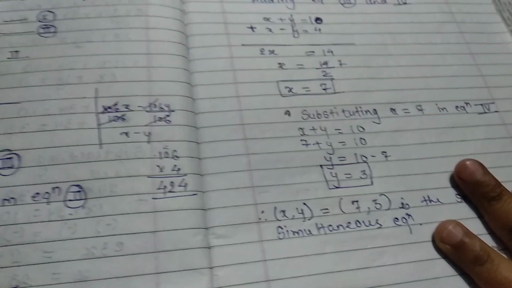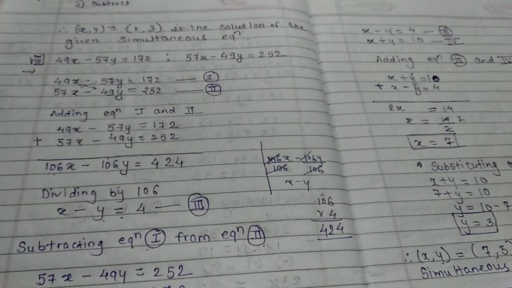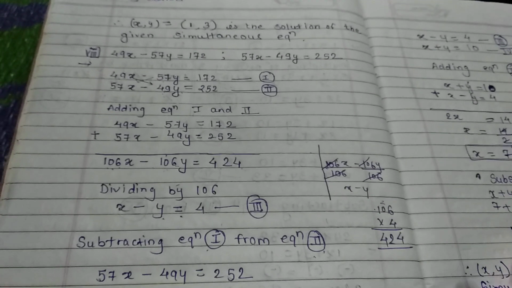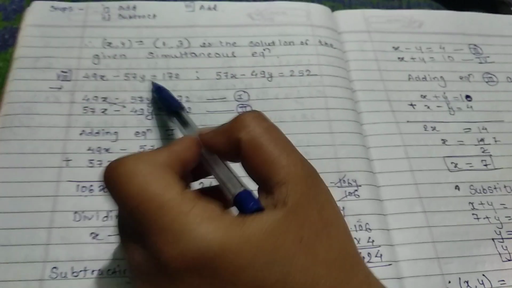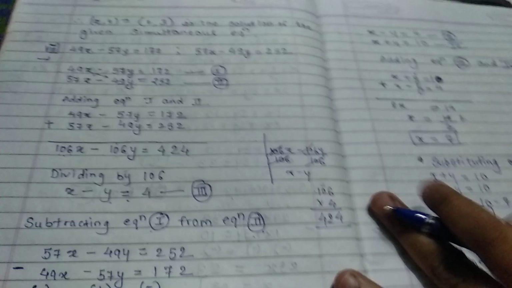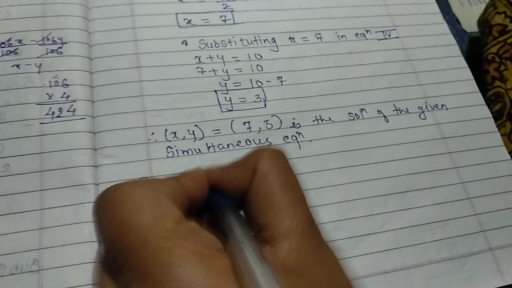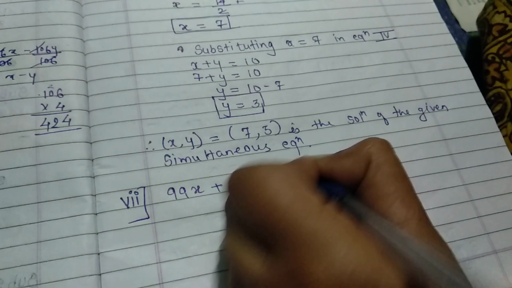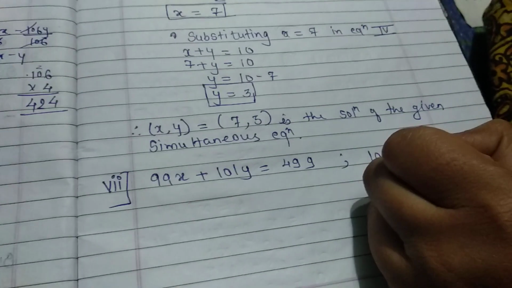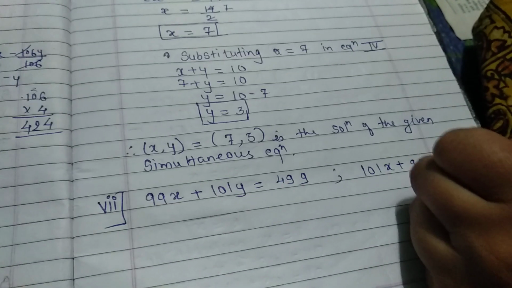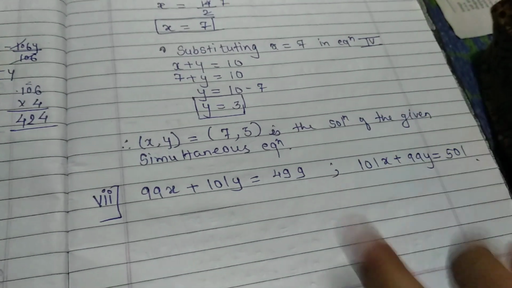Now you can solve example number 7 from the practice set. It is similar to this method, and the only difference is the difference between the coefficients. For your practice, I will write down question number 7 here: 99x plus 101y is equal to 499, and the second equation is 101x plus 99y is equal to 501. You can try to solve this example by this method. You will get a similar answer.